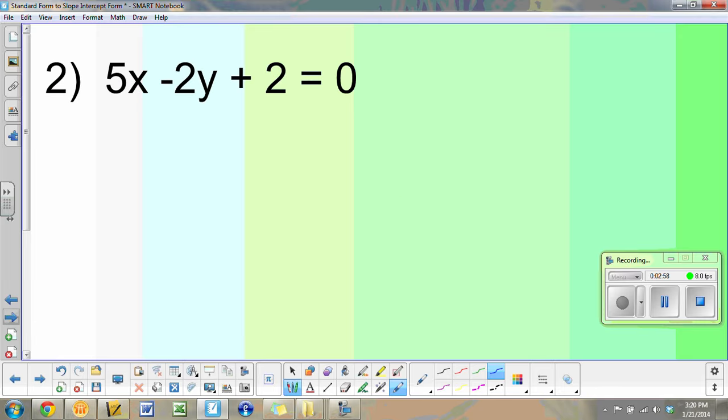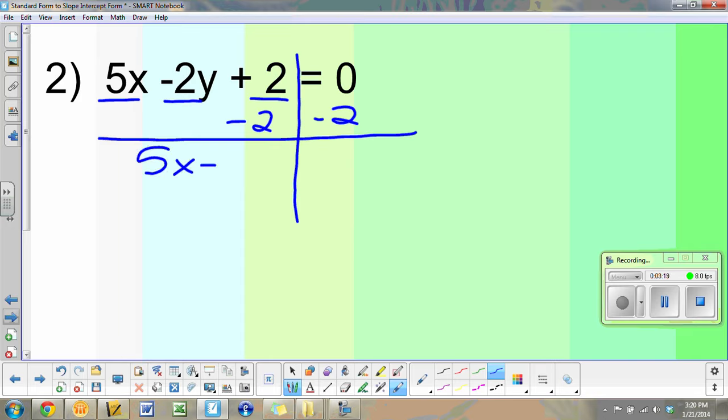Okay, this one, again, let's kind of divide this in half, and I can see that now I've got 3 terms over here on this side. 1, 2, 3, and I don't want 3 terms over there. I just want the y. So the first thing I'm going to get rid of is this constant, and it's a plus 2, so I'm going to subtract 2 from both sides. 5x minus 2y equals negative 2.